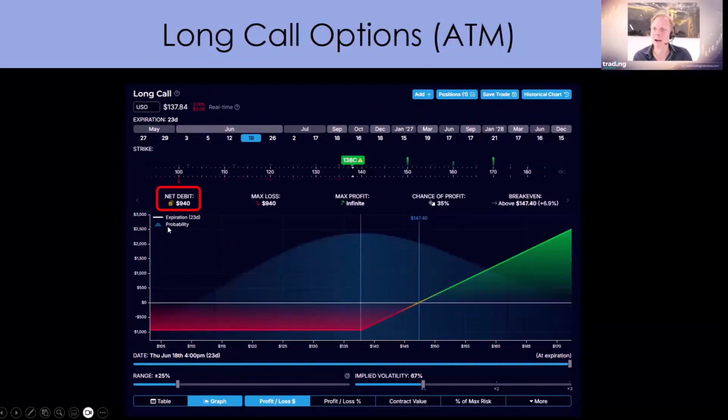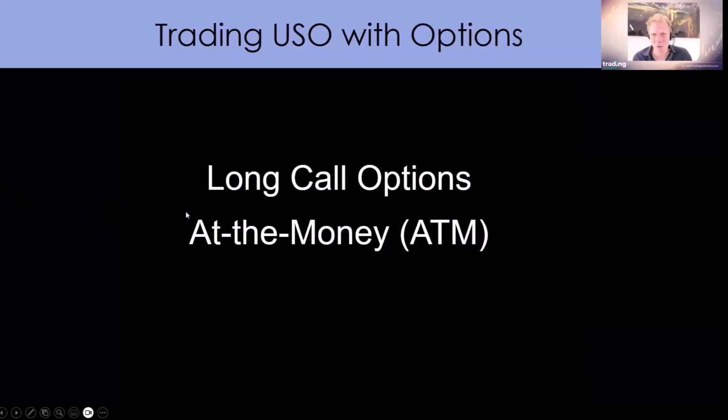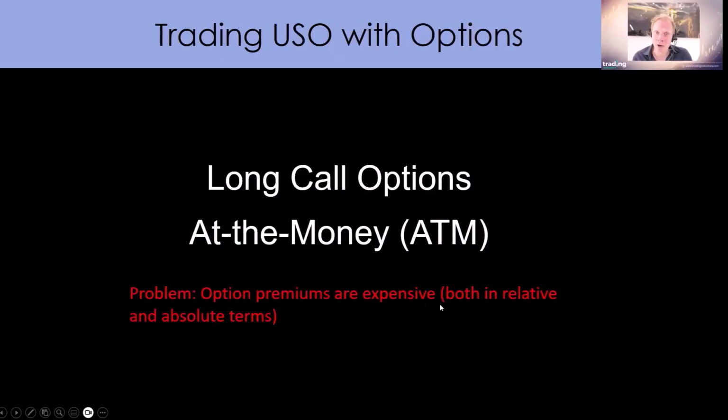The premiums are quite high at 940, both in absolute terms and also in relative terms. Absolute terms means that's the big number for my account size, $1,000. But also in relative terms, oil right now is very volatile. I believe that volatility eventually will go down. But to me, buying into this high volatility might not be the best idea. So let's not go down this path.